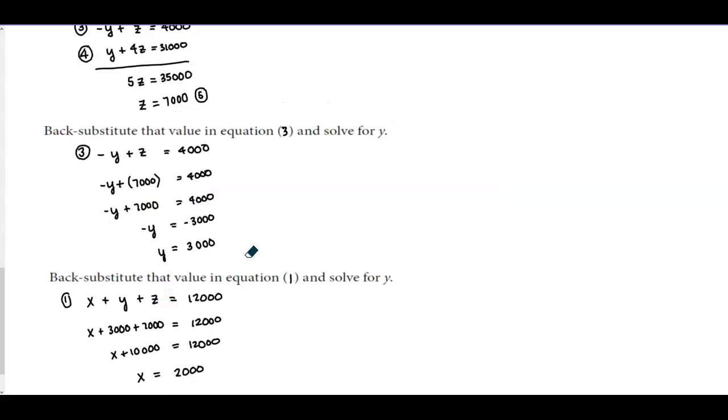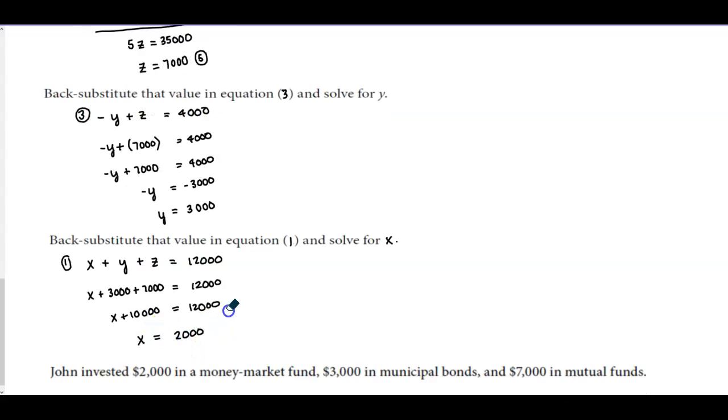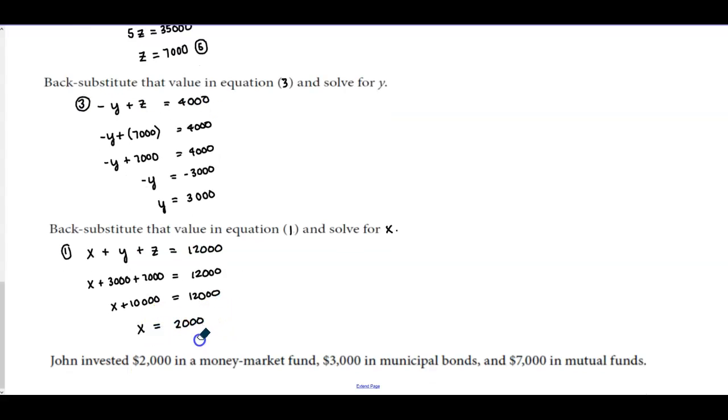Okay, so now we're going to back substitute that value into equation 1, and solve for x. So equation 1 is x plus y plus z equals 12,000. We know that y is 3,000. We know that z is 7,000. Add them together, we get x plus 10,000 equals 12,000. Subtract 10,000 from both sides, and we get x equals 2,000. So John invested $2,000 in a money market fund, $3,000 in municipal bonds, and $7,000 in mutual funds.